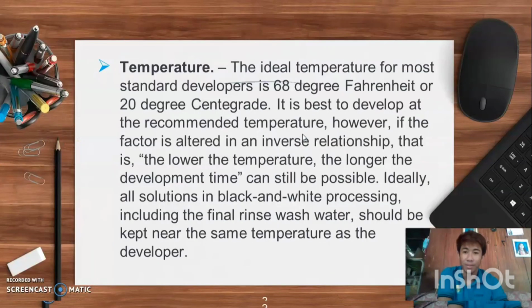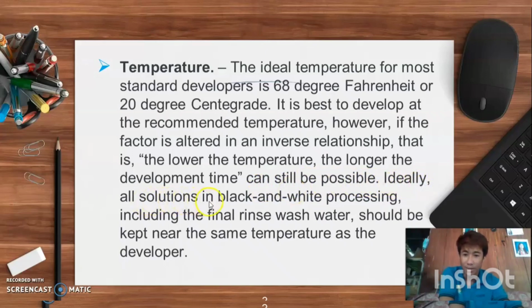Temperature. The ideal temperature for most standard developers is 68 degrees Fahrenheit or 20 degrees centigrade. It is best to develop at the recommended temperature. However, if the factor is altered in an inverse relationship, that is, the lower the temperature, the longer the development time, it can still be possible.